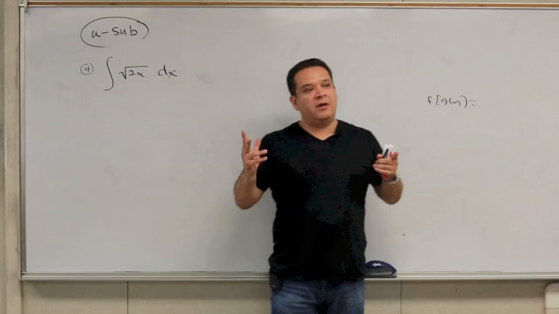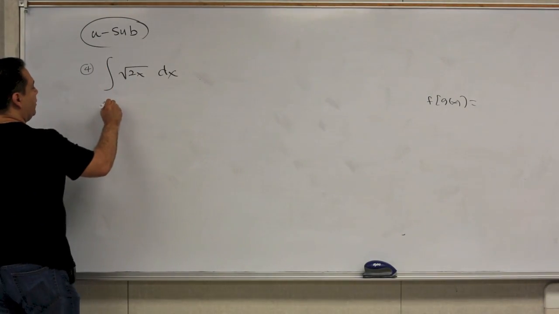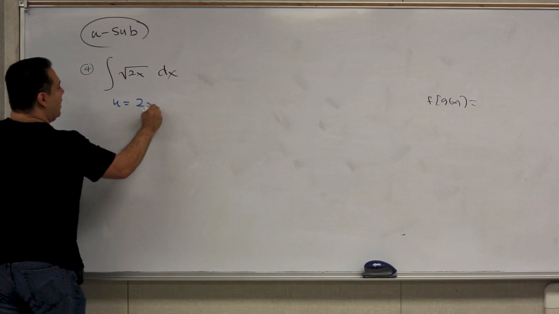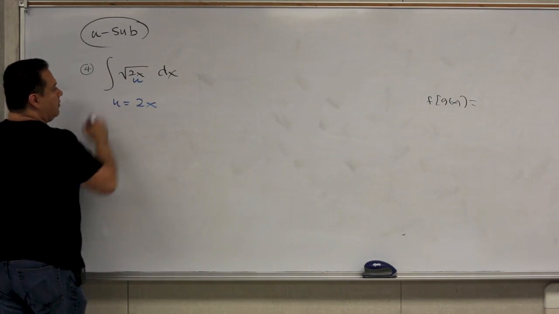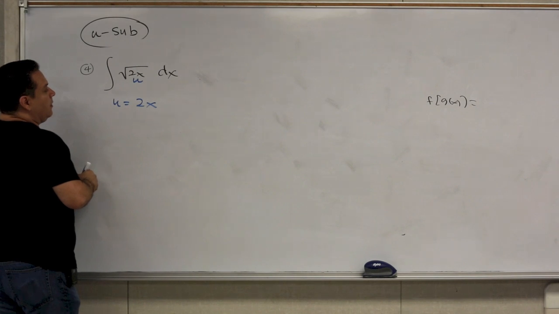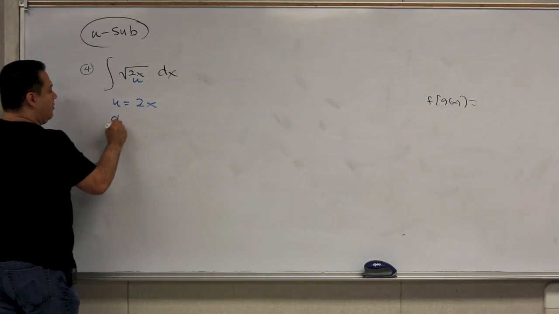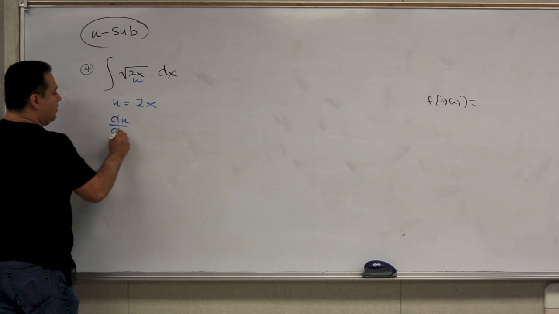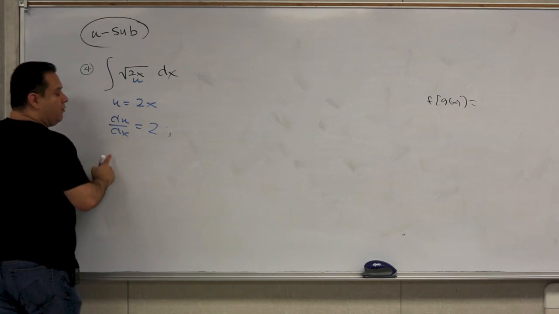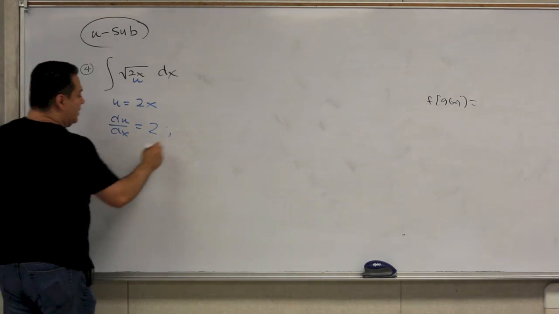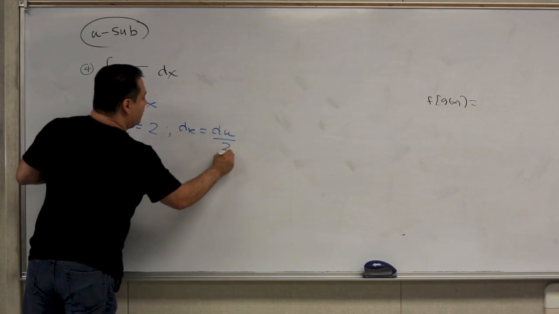So in this example, the inside function is going to be here. What do you want u to be? You want u to be 2x. Is that true? Is this your u? Then once I have u, what do I have to find? What's du dx? Is that 2? Okay, and then what do you solve for? dx, and what do you get for dx? You get du over 2.